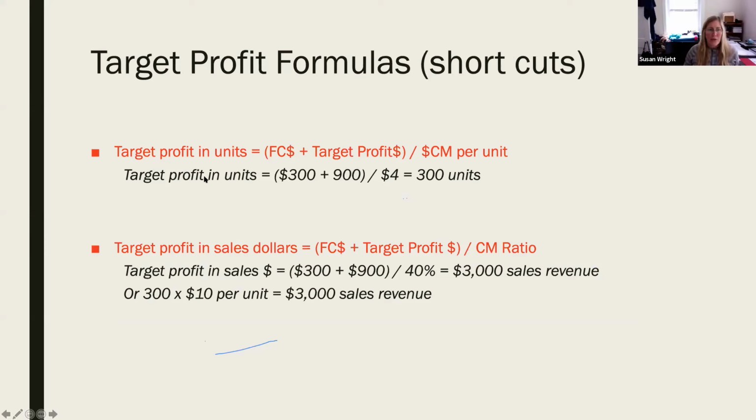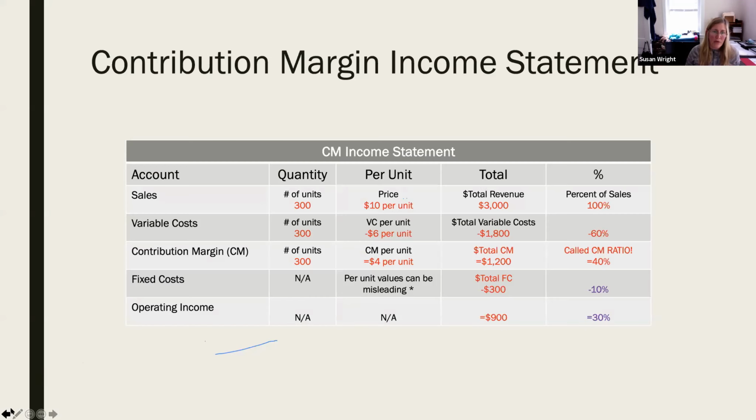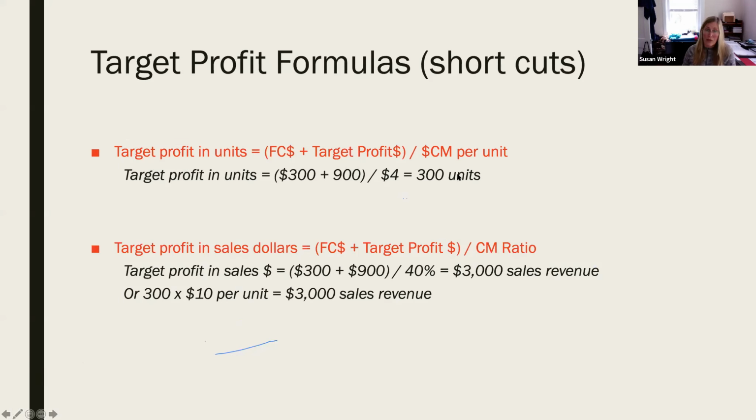All right, so here's that shortcut formula again. You take fixed cost plus target profit, so it'd be 300 plus 900. And notice what that gives you. Let me back you up. That gives you 1,200. And then you divide that by 4 to get the units. Does that shortcut make sense?